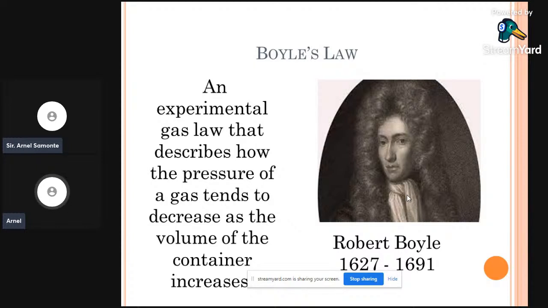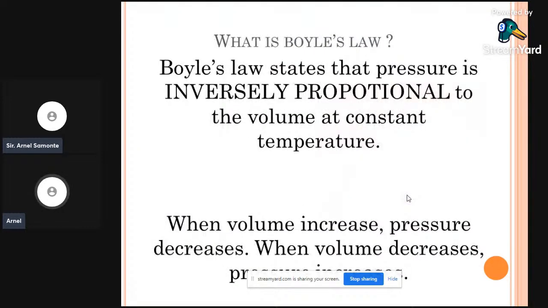The law states that pressure is inversely proportional to volume at constant temperature. That is the meaning of Boyle's law. Therefore, at constant temperature, when your volume increases, the pressure will decrease. Conversely, when the pressure is high, the volume is low.